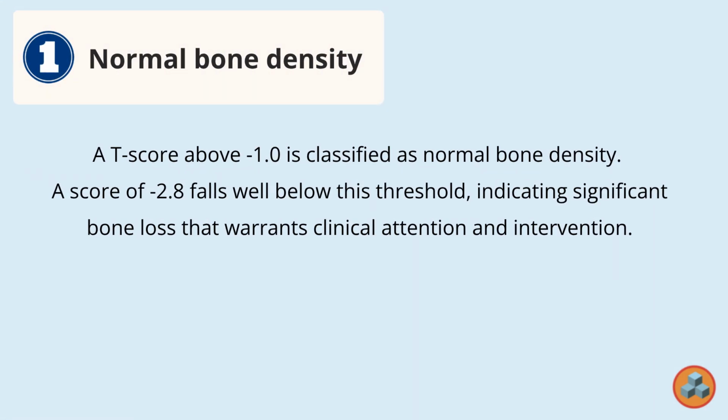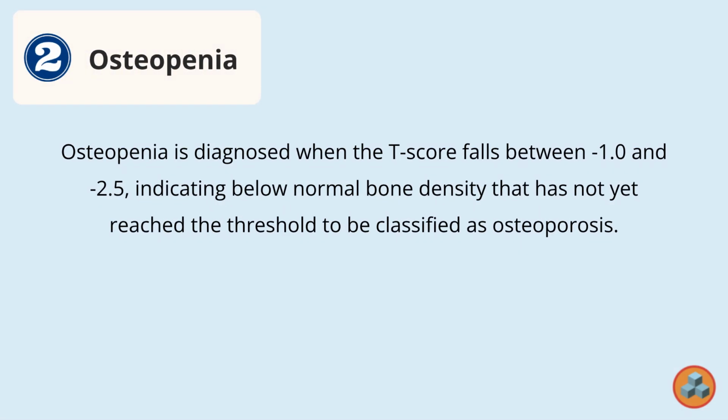Option 1, normal bone density. A T-score above -1.0 is classified as normal bone density. A score of -2.8 falls well below this threshold, indicating significant bone loss that warrants clinical attention and intervention. This option can be eliminated immediately. Normal bone density requires a T-score above -1.0, and our patient's score of -2.8 is nearly 2 full points below that cutoff.